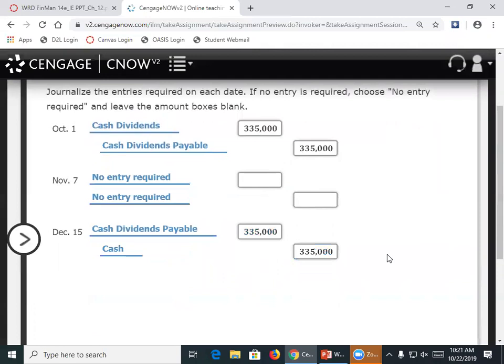and cash gets credited. And the only difference from college accounting procedures is that we're creating a liability of it before we pay it. Okay, so we're declaring it. This is more aligned with true practice with dividends. We always declare them in advance and then pay them later. Okay. Any questions on that one?